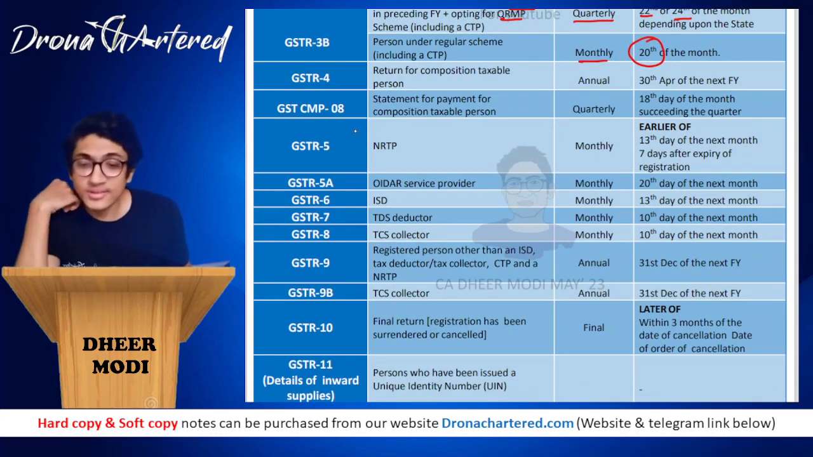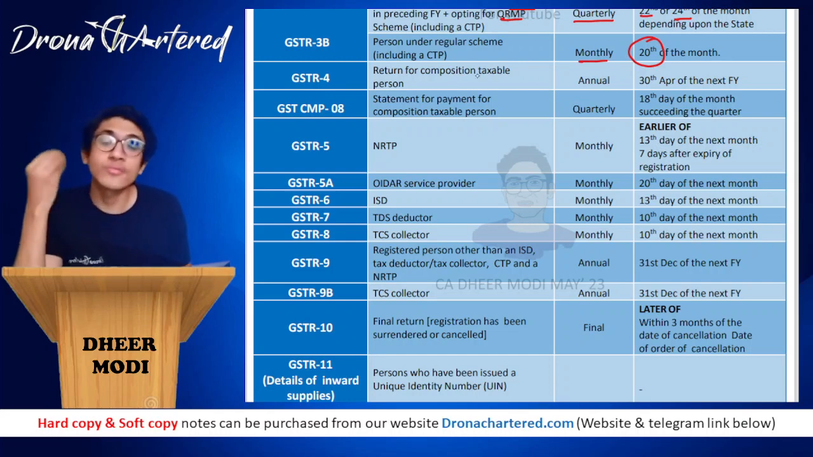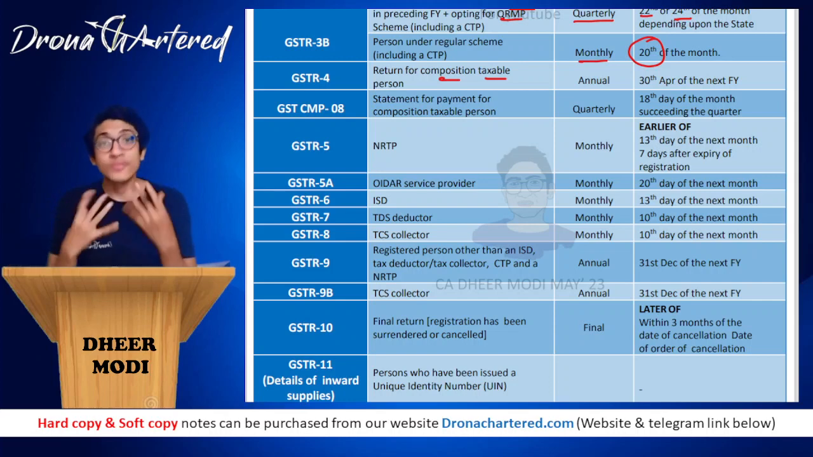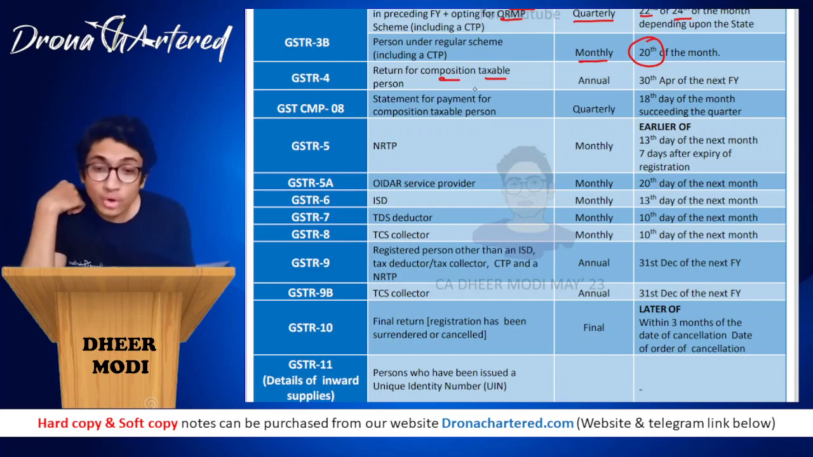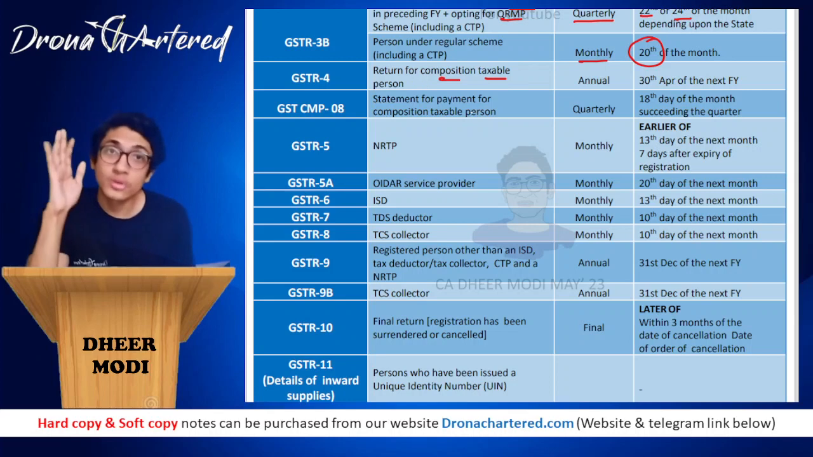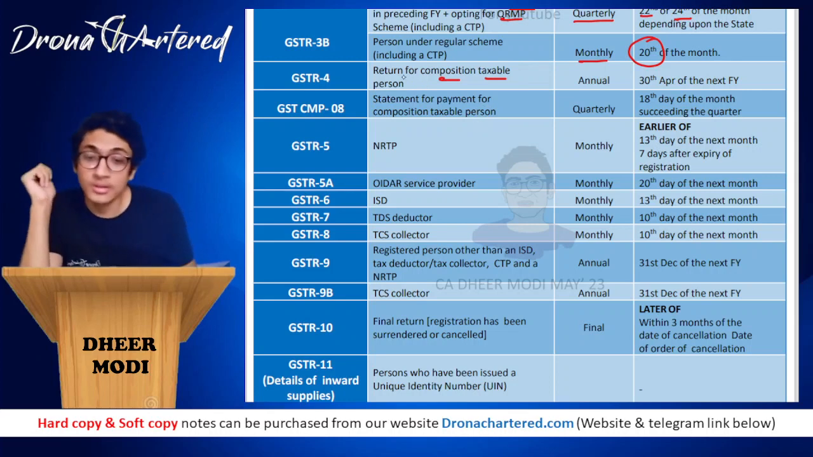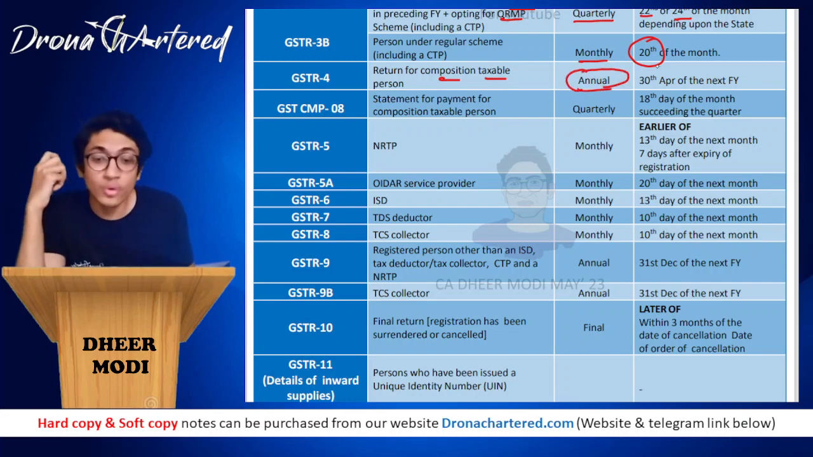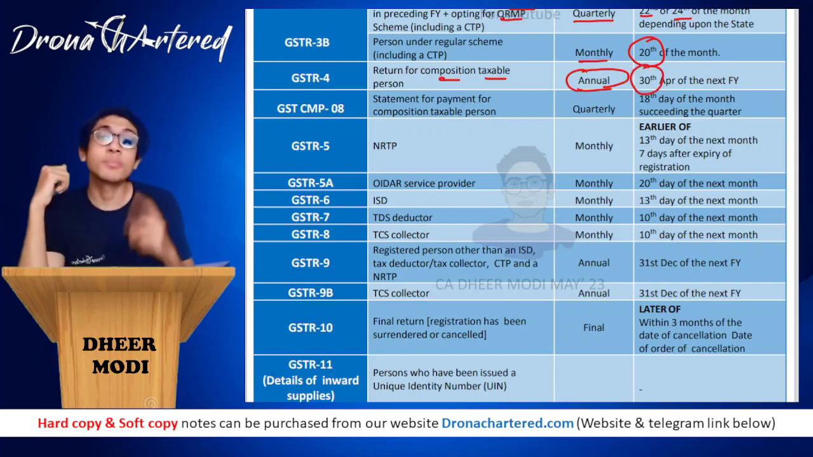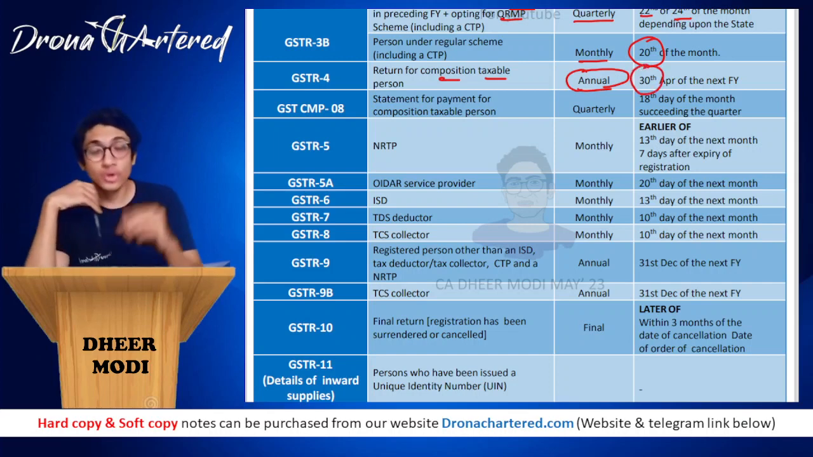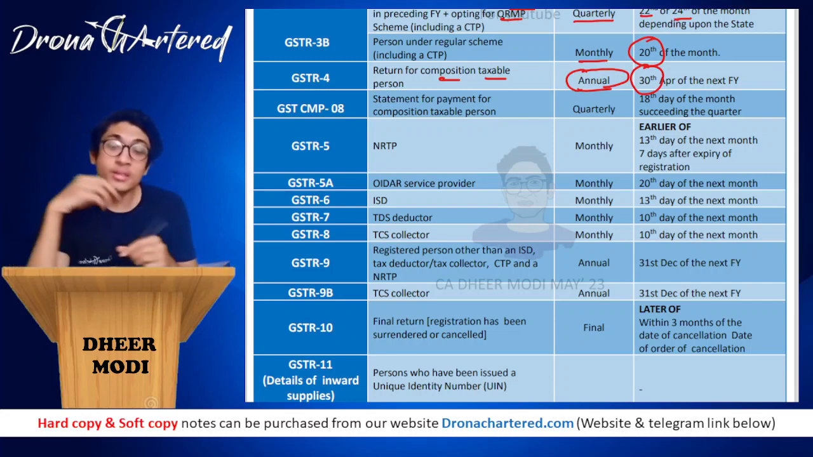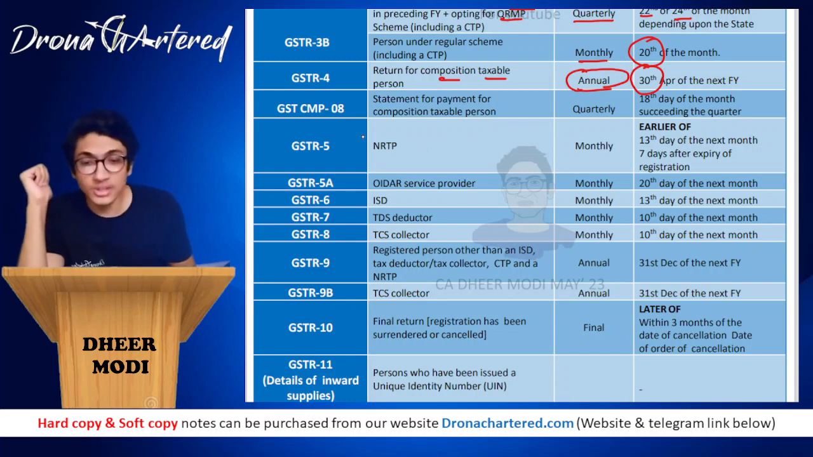Coming forward is your GSTR 4. Your GSTR 4 is for people who have opted for composition tax, that is, the return for a composition taxable person. Remember, this is not CTP; CTP is your casual taxable person. The composition taxable person will file the return annually, that means only once in a year. That is your GSTR 4, and this will be done by 30th April of the next financial year. Your year ends on 31st March, so this year's return you have to file by 30th April of the next financial year.